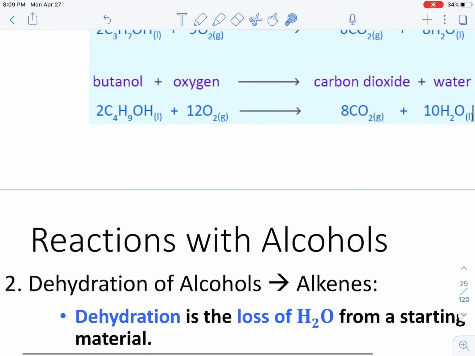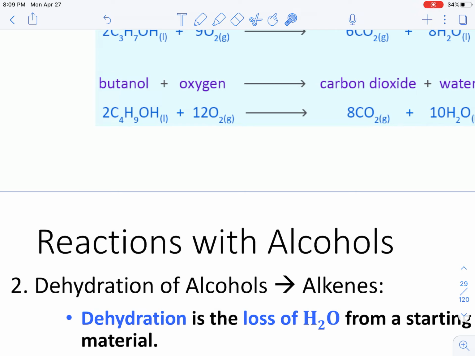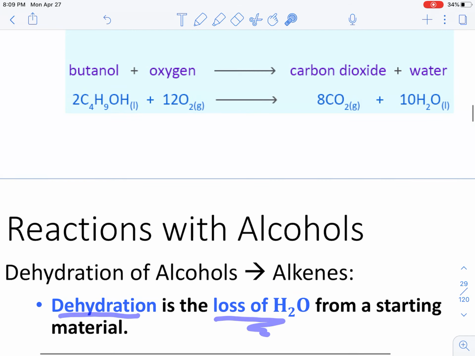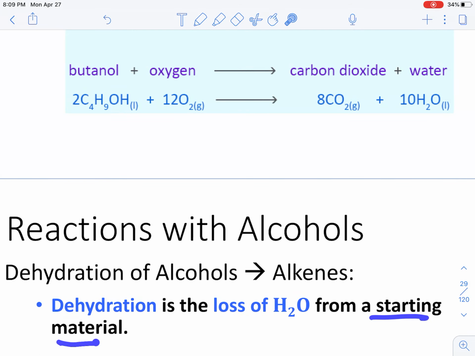The second type of reaction that we're going to discuss is dehydration reactions involving alcohols. When a dehydration reaction occurs, we're going to lose water. The starting material is going to lose water, and what's going to happen is that we're going to form an alkene, a double bond.